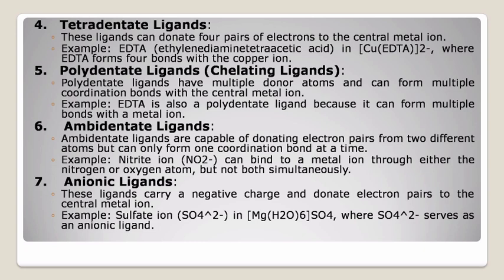Sixth, ambidentate ligands. Ambidentate ligands are capable of donating electron pairs from two different atoms but can only form one coordination bond at a time. Example, nitrite ion, NO2-, can bind to a metal ion through either the nitrogen or oxygen atom, but not both simultaneously. Seventh, anionic ligands. These ligands carry a negative charge and donate electron pairs to the central metal ion. Example, sulfate ion, SO4 2-, in Mg(H2O)6 SO4, where SO4 2- serves as an anionic ligand.